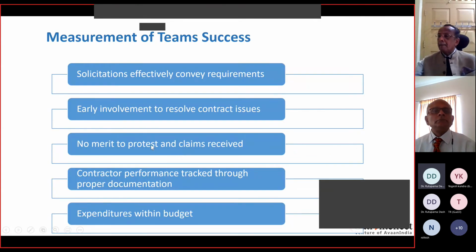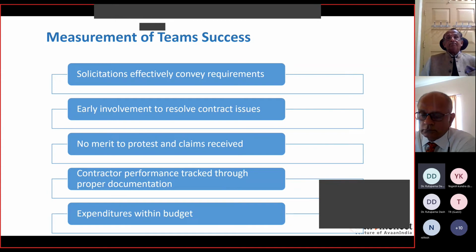Right, these are the measurements of success. Solicitations effectively convey requirements. See, when you solicit contractors, you will be making known what is expected from them, what are the expectations of the organization as well as for the project. Only people who are qualified and people who have got the capabilities should be selected.